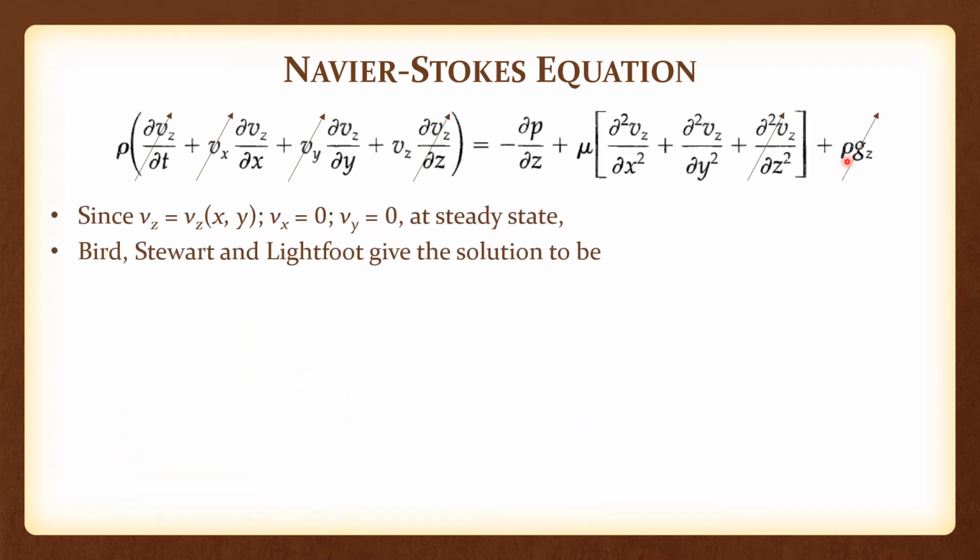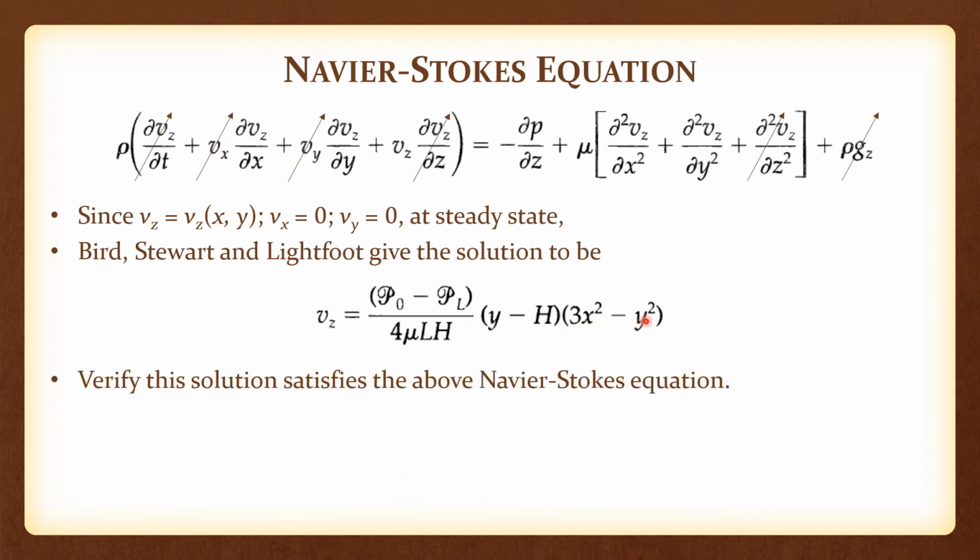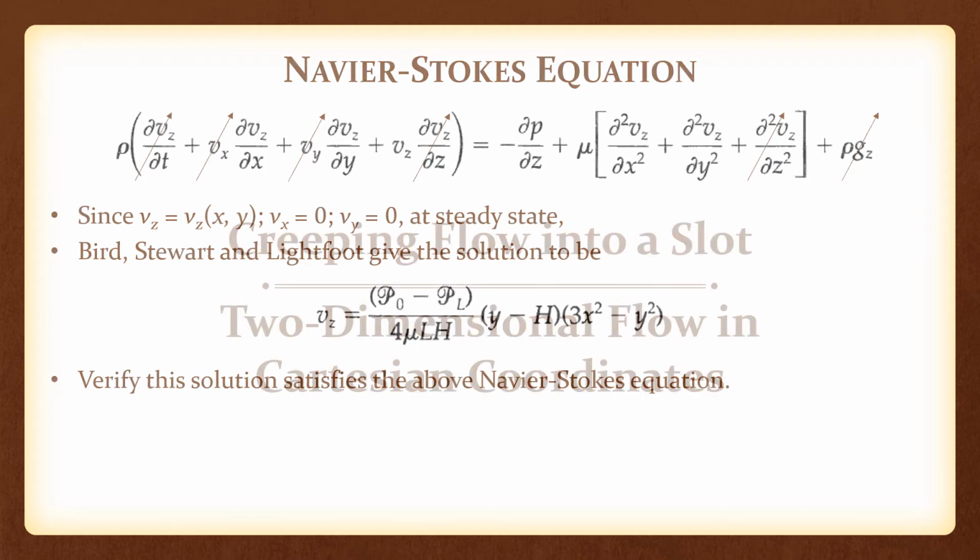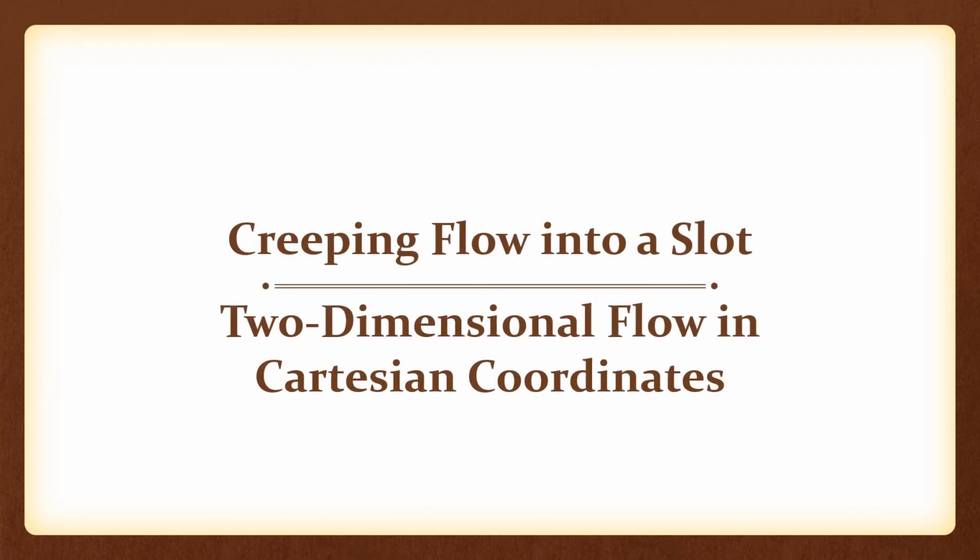So at steady state, Bird, Stewart, Lightfoot give the solution for this equation to be Vz is equal to (P0 minus PL) by 4 mu L H times (y minus H) times (3x squared minus y squared). So what you should do as part of this exercise is verify that this solution satisfies this Navier-Stokes equation that is given here. So this is one problem.